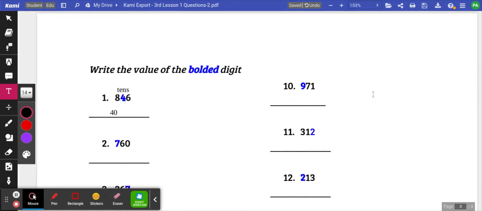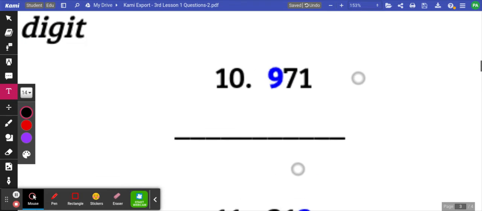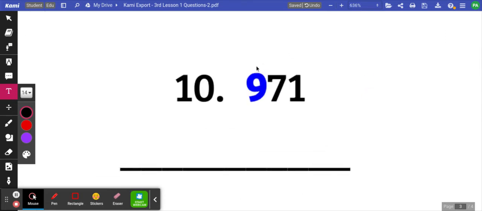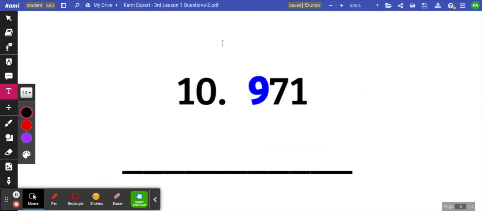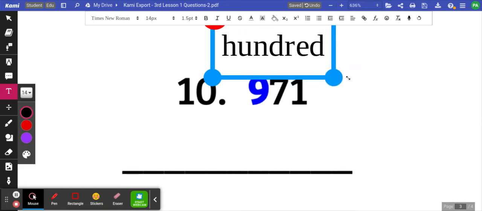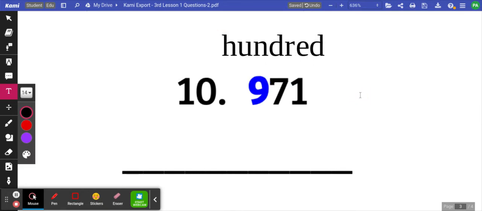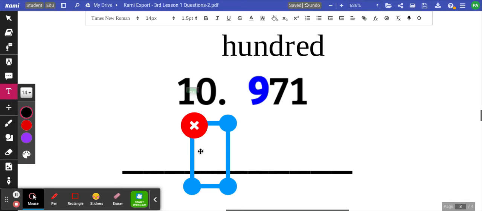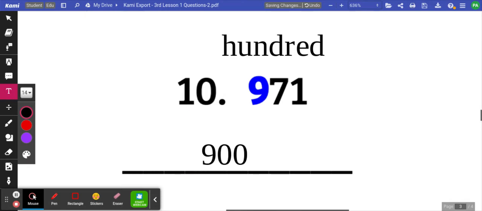Let's try one more. So for number 10, we see that this bolded digit is placed in the hundreds. So we're only talking about place. We're not talking about the value. But now we see that there is a 9 in this hundreds. So what becomes of this value? What is the value of this bolded digit? It becomes 900.